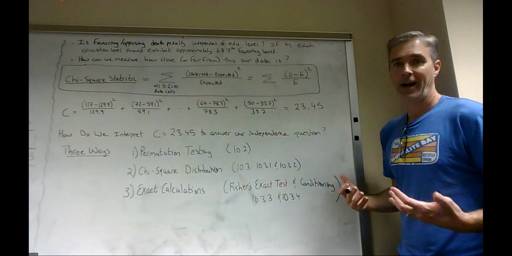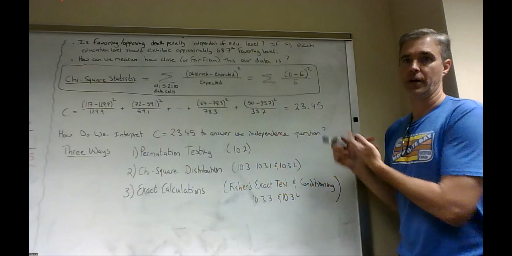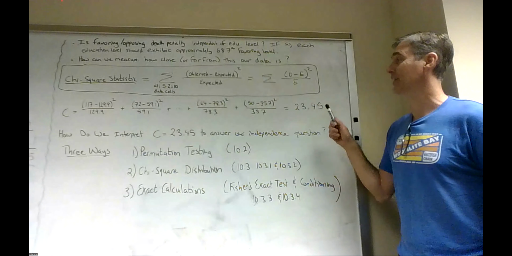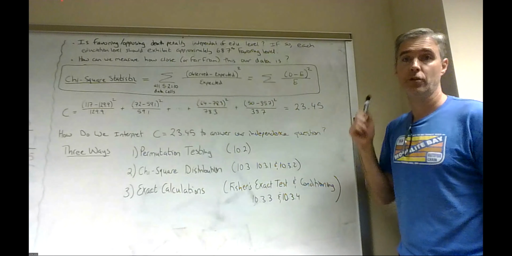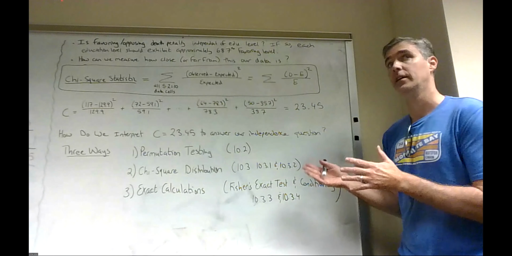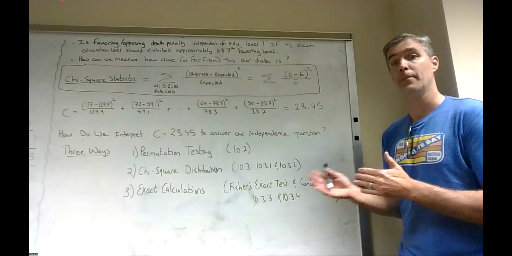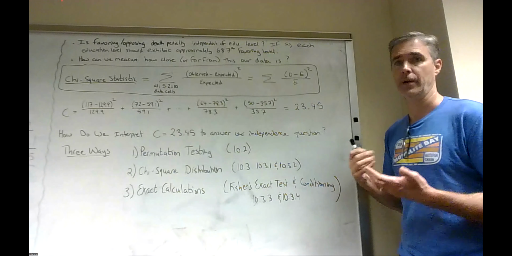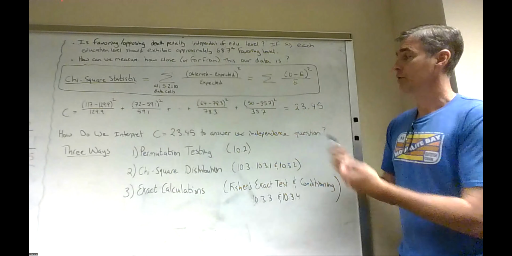And the question is, how do we interpret this test statistic? What is it actually telling us, right? Is it telling us that it's highly unlikely that this C value could have been created if the education level and the death penalty opinion were independent of each other? Or is it saying, well, yeah, this could easily have occurred by chance, right? Okay, so how do we interpret it?